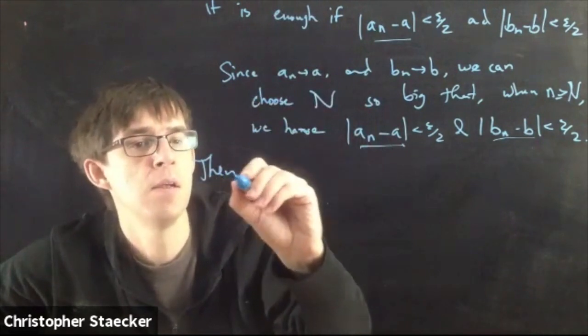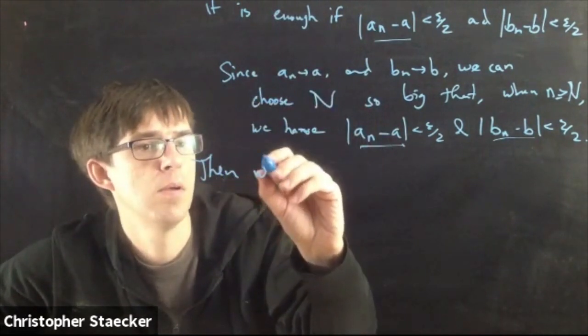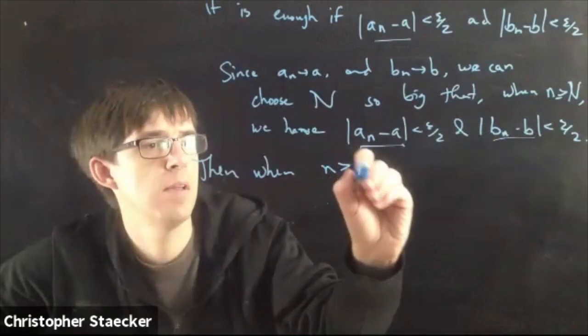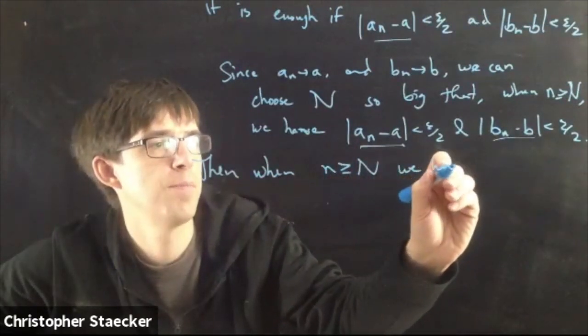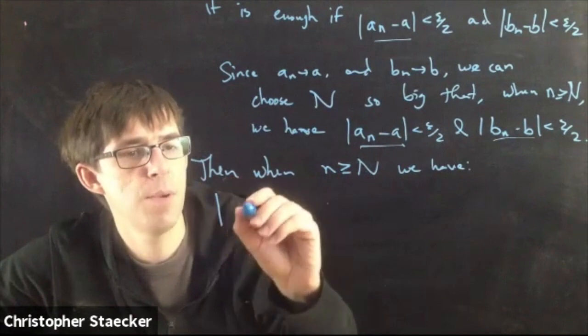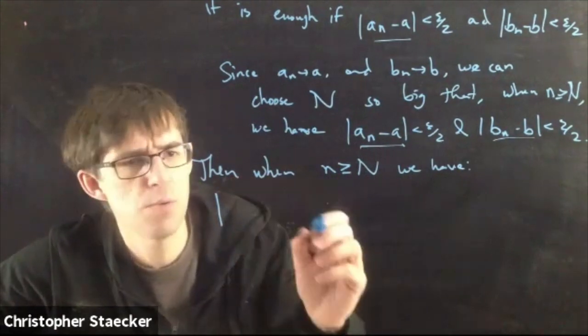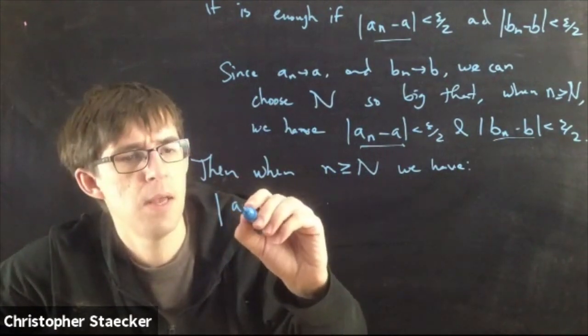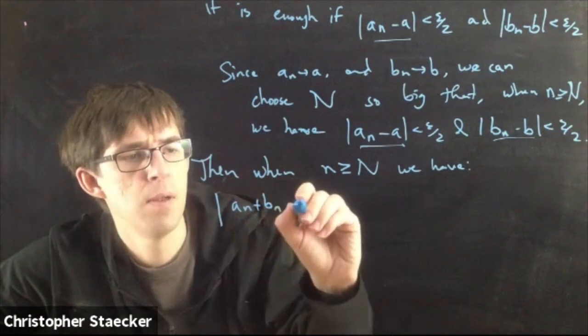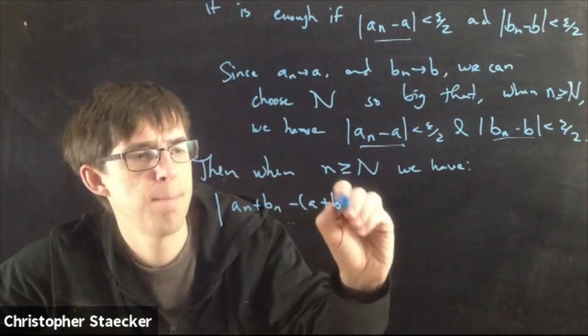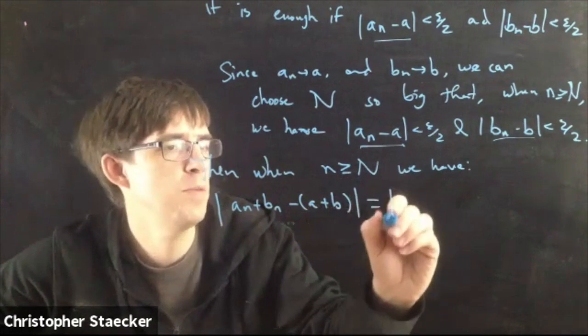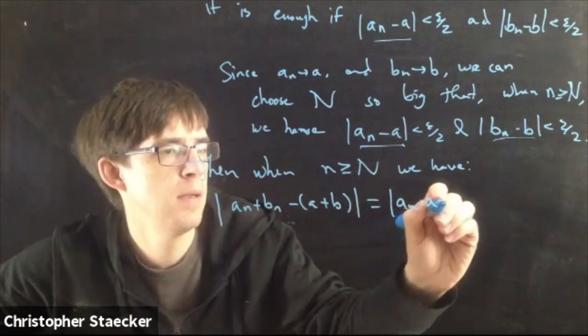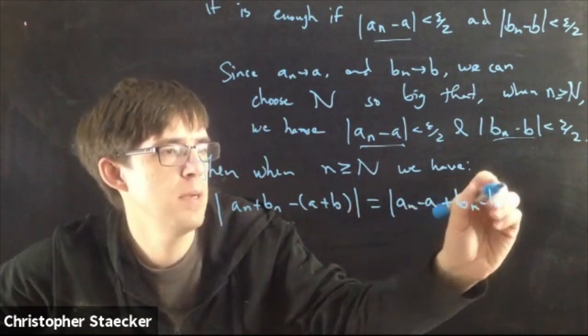So then, when n is greater than the big N, we begin with, remember what we started with originally, what we had to show was less than epsilon. It was an plus bn minus a plus b, like that. This is equal to an minus a plus bn minus b.